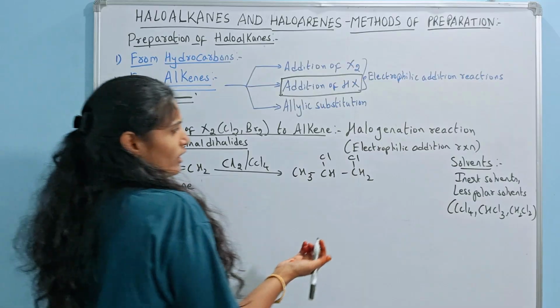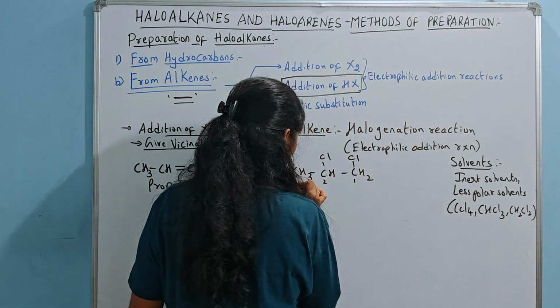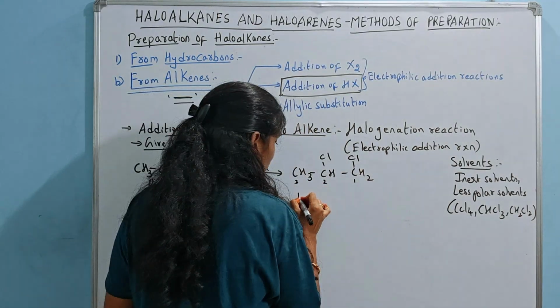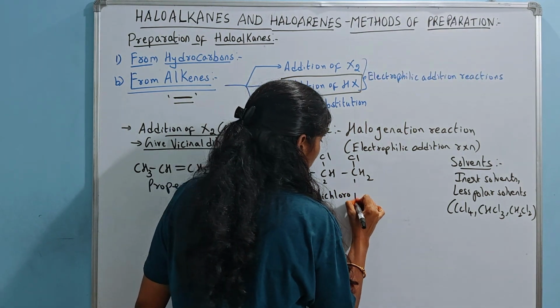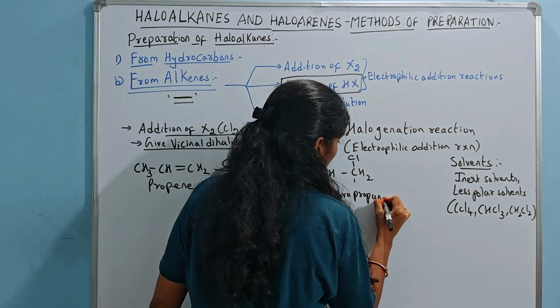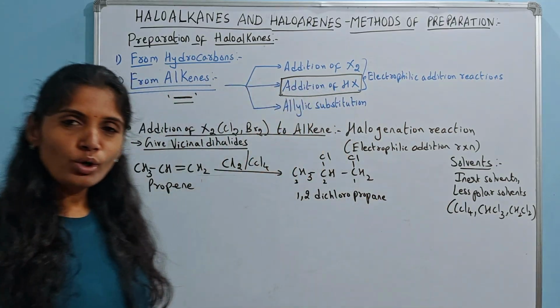Now, can you name it? IUPAC naming: 1, 2, 3. Numbering will start from here. So what is the name here? 1,2-dichloropropane. Okay, 1,2-dichloropropane.